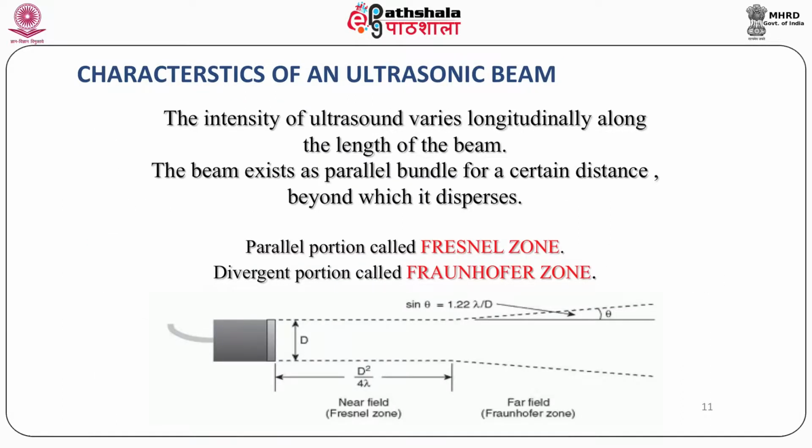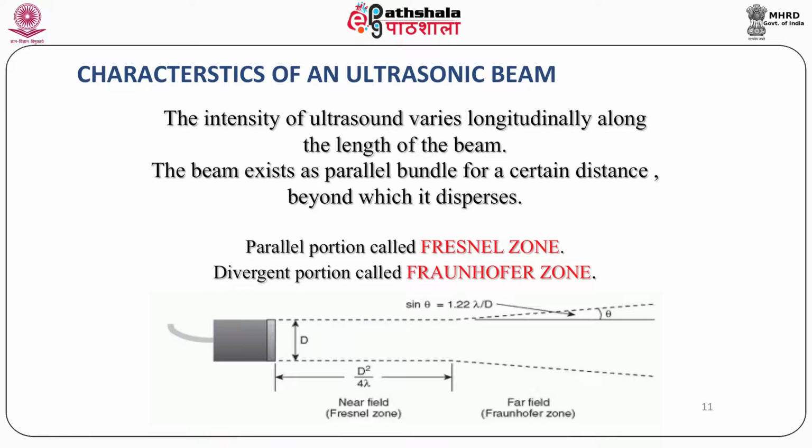The intensity of sound wave varies longitudinally along the length of the beam. The beam acts as a parallel bundle for a certain distance, beyond which it disperses. The parallel component is called the near zone or Fresnel zone. The divergent portion of the sound wave beyond a certain limit is called the Fraunhofer zone. In this figure you can see the near field or near zone is called the Fresnel zone, and beyond it is called the Fraunhofer zone.